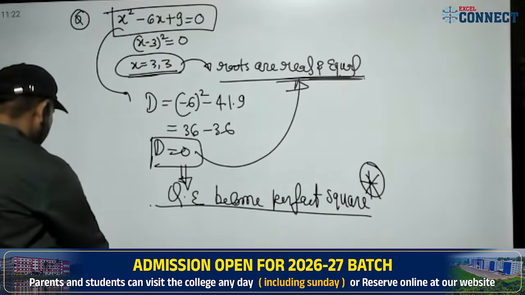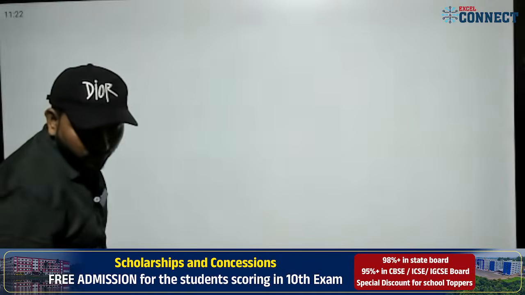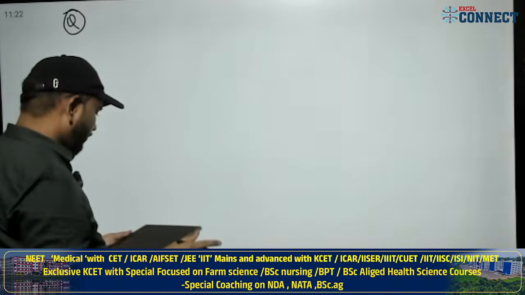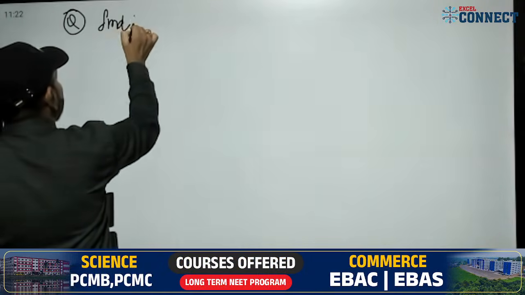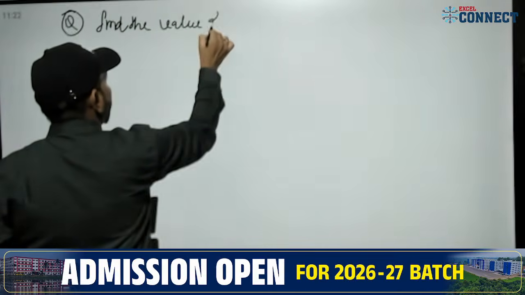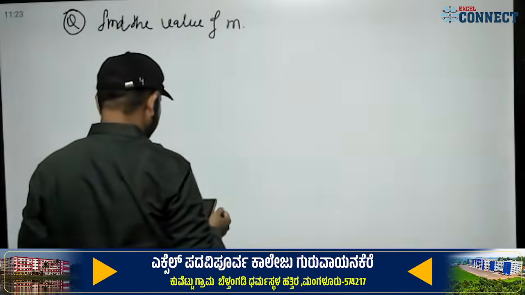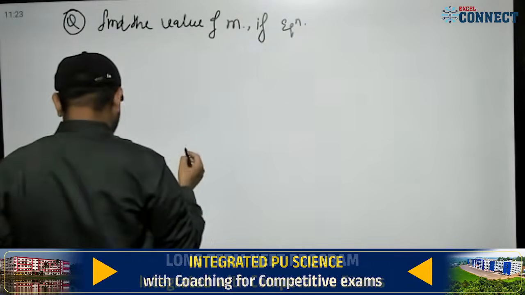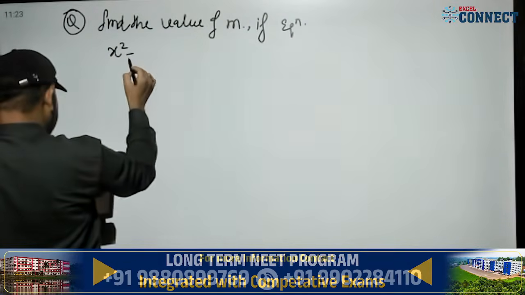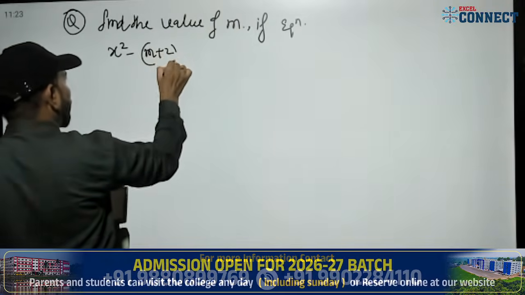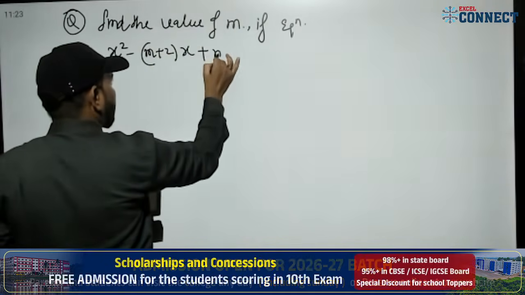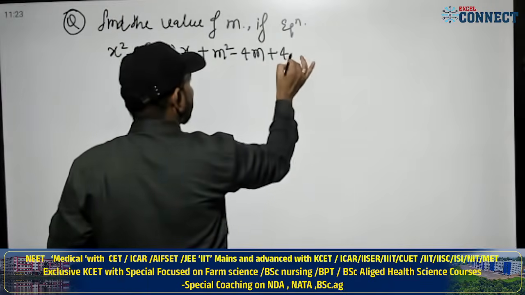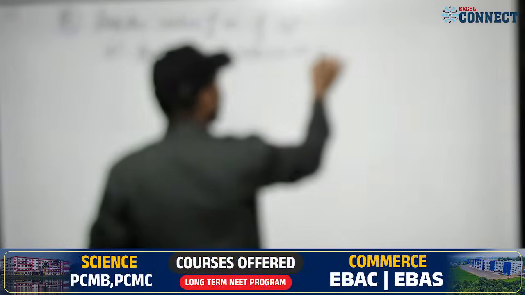Now see here, I am writing one question. Question is: find the value of m if the equation x square minus (m plus 2) into x, plus m square minus 4m plus 4 is equal to 0, is a perfect square.